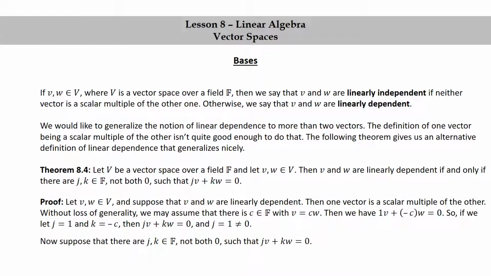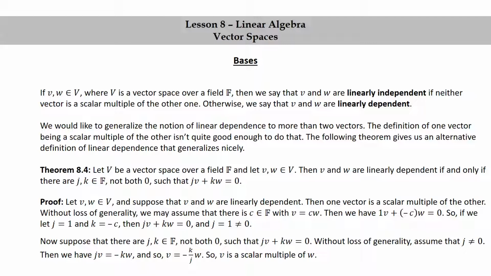Now, suppose that there are j and k in F, not both 0, such that jv plus kw is equal to 0. Without loss of generality, let's assume that j is the one that's not 0. Then we have jv equals -kw, and so v equals -k over j times w. We could divide by j here because we know it's not 0. So v is a scalar multiple of w. Therefore, v and w are linearly dependent.